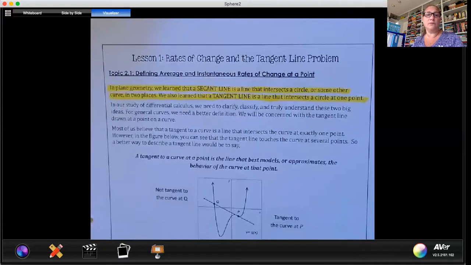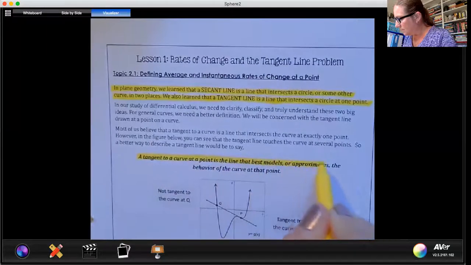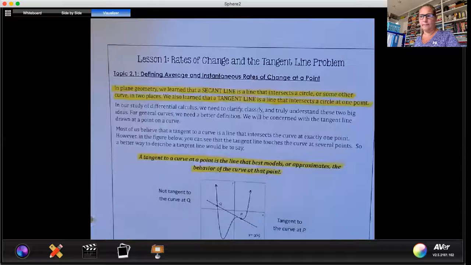For general curves, we need a better definition. We will be concerned with a tangent line drawn at a point on a curve. Most of us believe that a tangent to a curve is a line that intersects the curve at exactly one point. However, in the figure below, you can see that the tangent line touches the curve at several points. So a better way to describe a tangent would be to say a tangent to a curve at a point is the line that best models or approximates the behavior of the curve at that point.